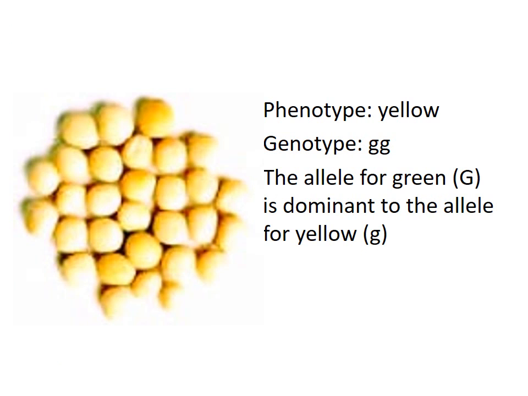Over here we have some peas. Yellow is recessive, so it would have to be little g, little g. To have green, you need to have big G, little g, or big G, big G.